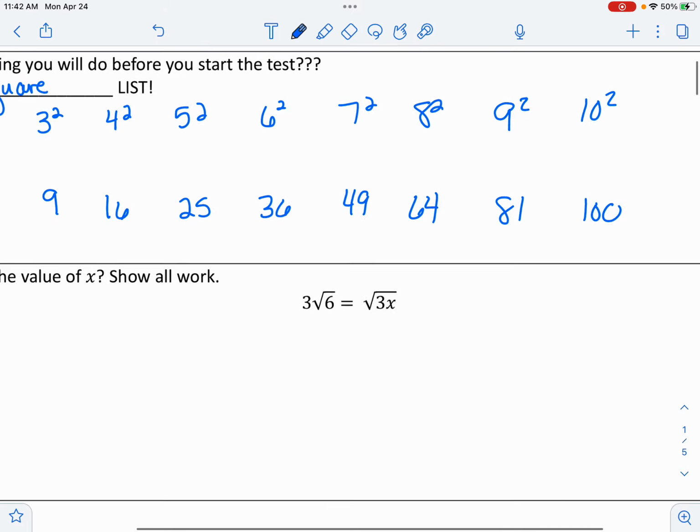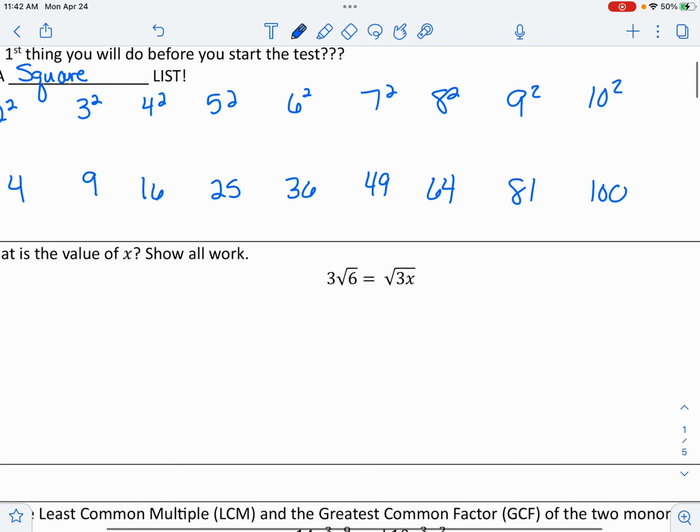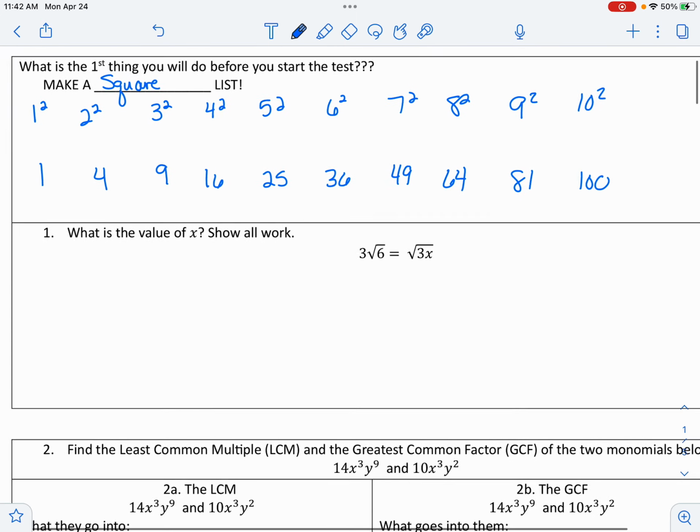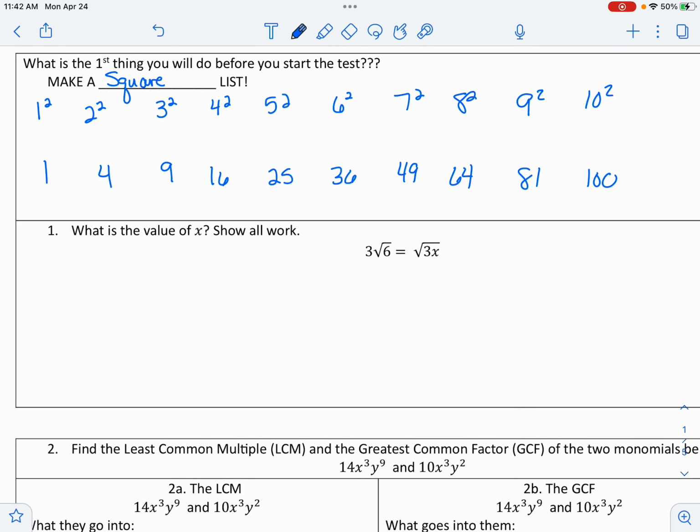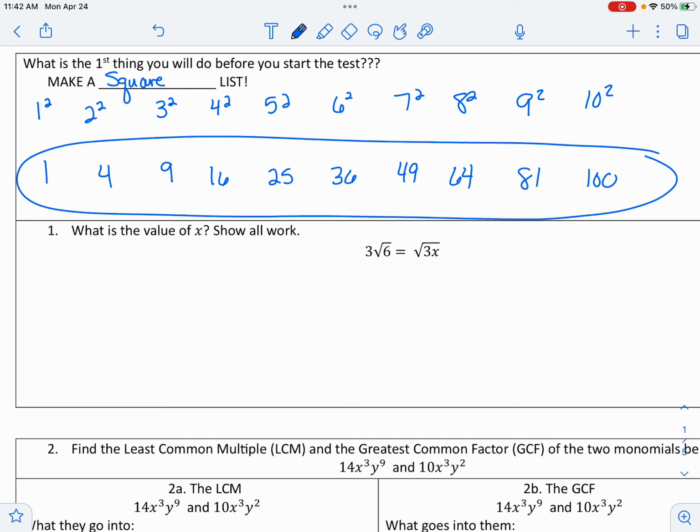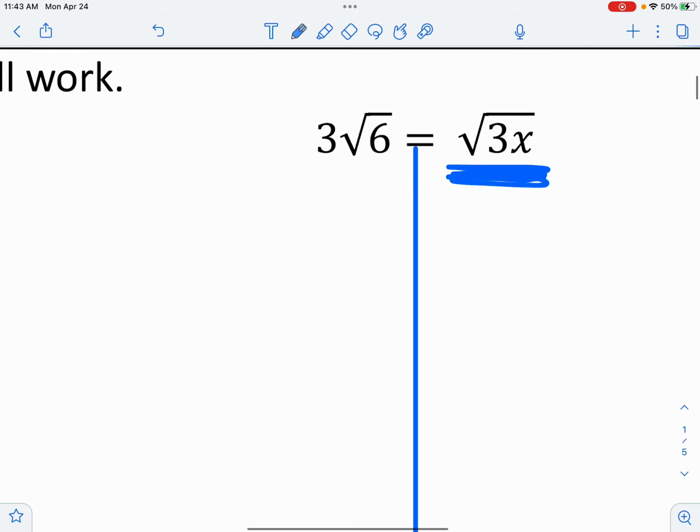Right after your Keystone proctor says you may now start your test, grab your scrap paper and make that list. Okay? And then you're going to use these numbers anytime you have a square root problem, which just so happens to be the first one on the notes. So the question will be, what should the value of x be so that you end up with 3 square roots of 6? So we're going to think backwards, all right? So remember, 3 square roots of 6 would have come from the square root of 9 and square root of 6, because the square root of 9 is 3.